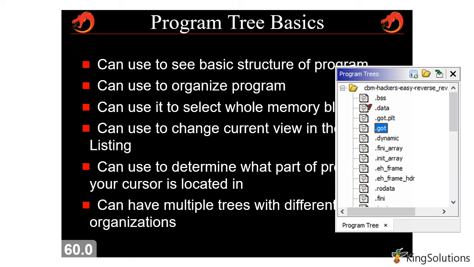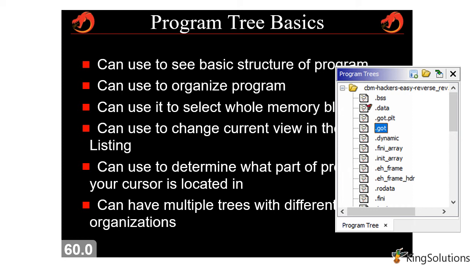You can also use the program tree to change the current view in the listing window. You can use the tree to determine where your cursor is located within the program. You can also have multiple trees with different organizations. A program tree can be created by the import process's read of the program header, or by the user, when they import or split the program into different code or memory blocks.